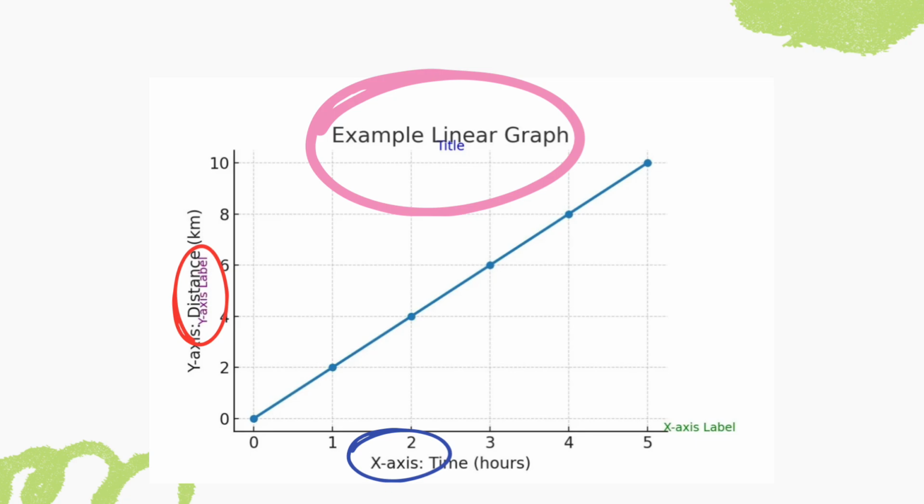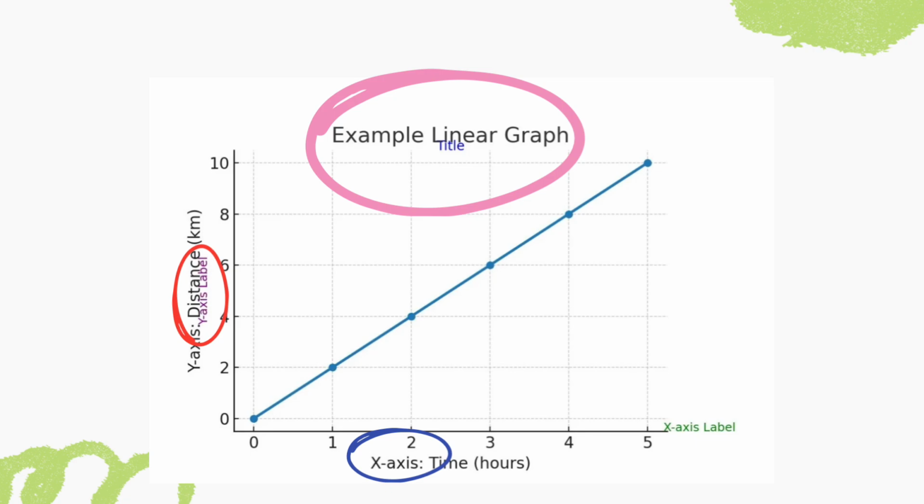Let's take a look at our first example of a graph. I want you to look at the three things that every graph needs to have, which is an x-axis, a y-axis, and a title. The x-axis is our horizontal line at the bottom. This is normally our independent variable, or we can say it's a variable that we choose to change.